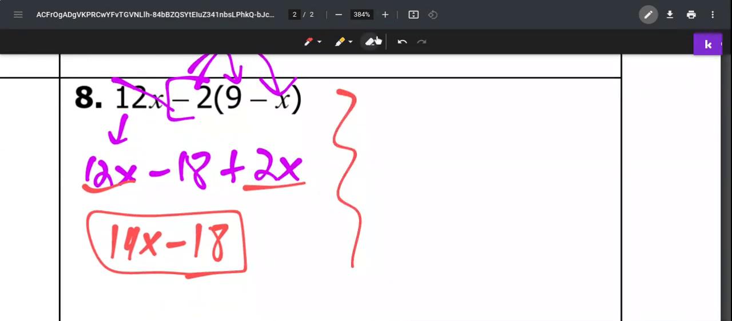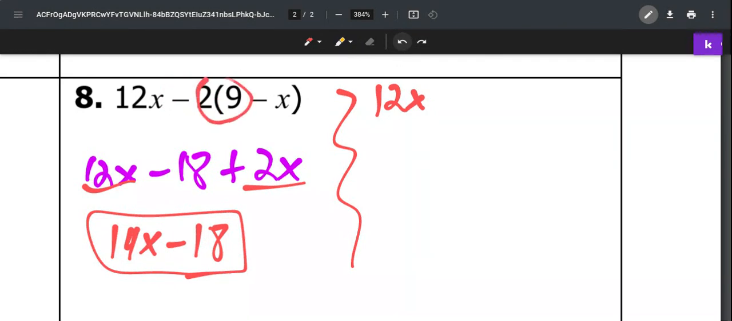You could say, I'm going to bring down my 12x, and then I want to view this like it were just 2. So we could take out the 2, but then you would have to bring down that minus and actually start another parentheses, because this entire minus would go towards that parentheses. This is why I don't like doing it this way, but you can.